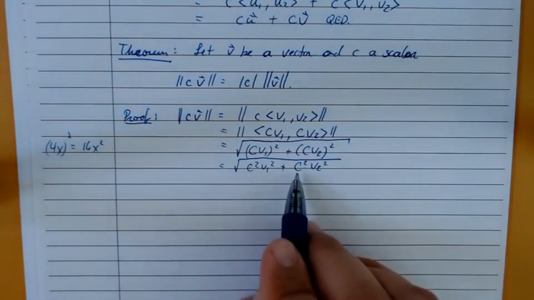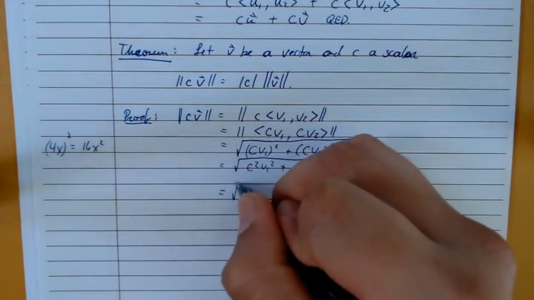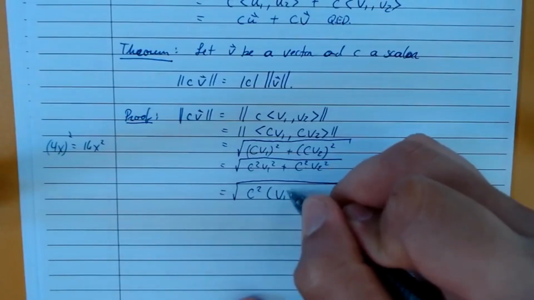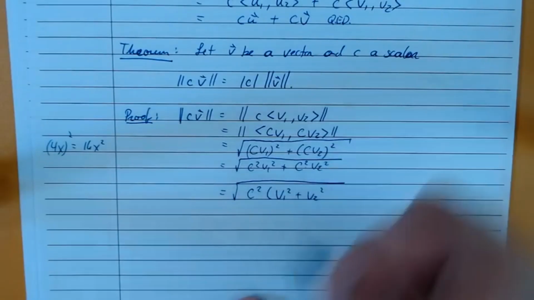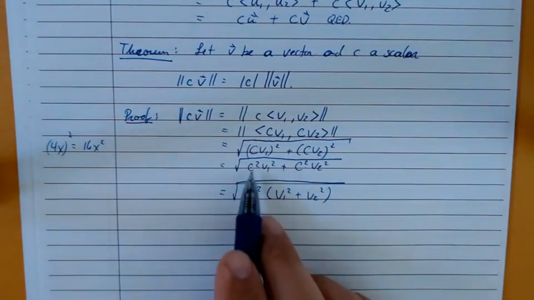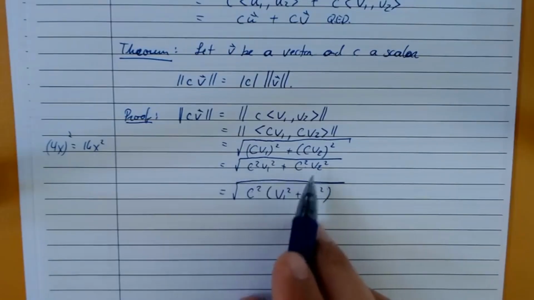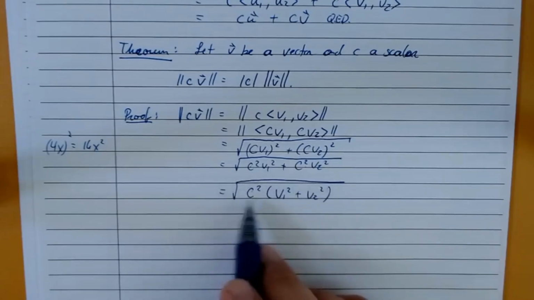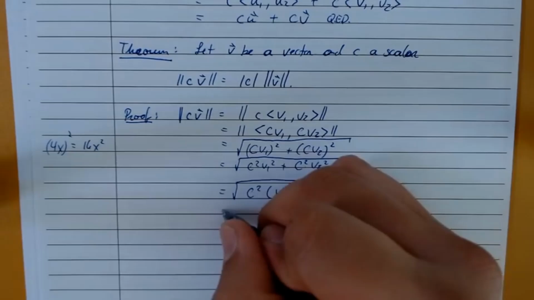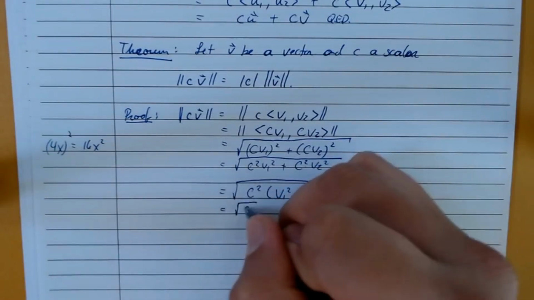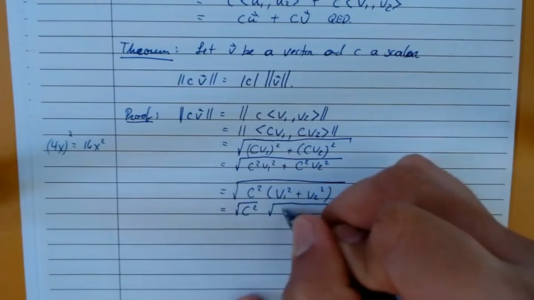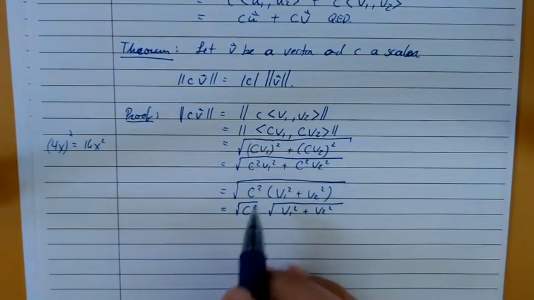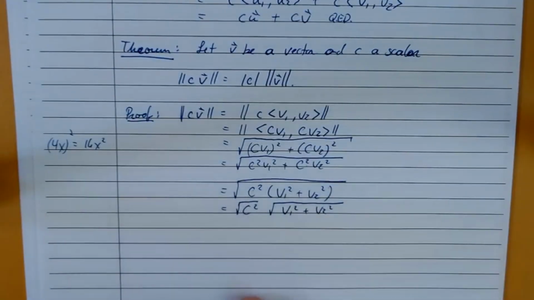Well, yeah, but now C squared is a common factor. So I can write this as the square root of C squared times V1 squared plus V2 squared. I just factor that out. C squared is a common factor, so I factor that out. Oh, but now when I take the square root of a product, that's the same as the product of the square roots. Multiply these together. That gives me that result.